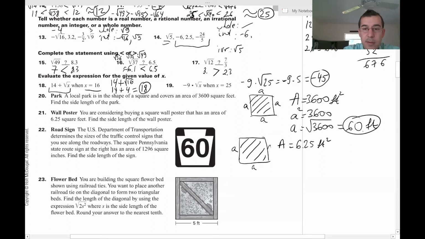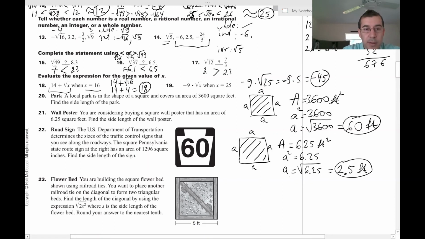Same thing, right? So a squared equals 6.25. a is the square root of 6.25. Now, what's the square root of 625? That's 25. But there are 2 decimals, so 1 decimal here. So 2.5 feet is the answer.